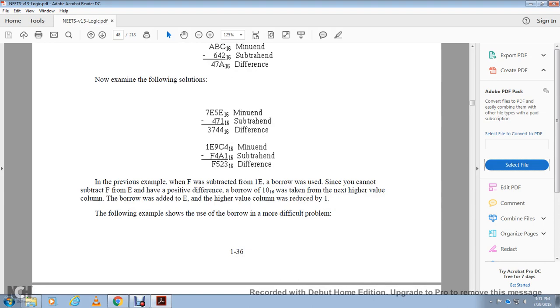In the previous example, when F was subtracted from 1E, the borrow was used, but since you cannot subtract F from E, you have a positive difference. The borrow was 10 to the 16th, which was taken from the next higher value of the column. The borrow was added to the E, and the higher value column was reduced by 1. The following example is shown below.